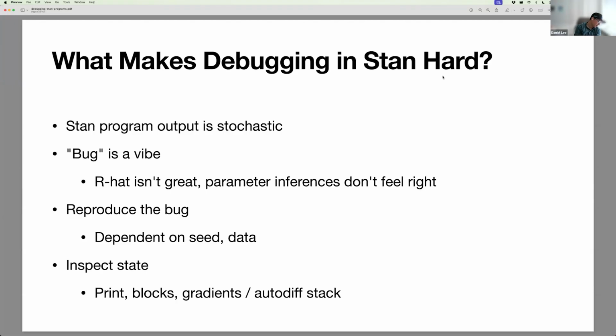Another thing that makes it difficult is that reproducing bugs in Stan is sometimes really difficult. You might see something fail on one chain out of 10, or one chain out of 100.